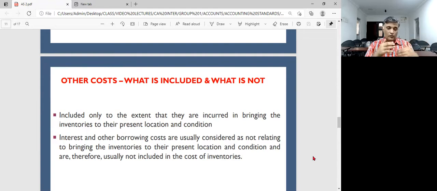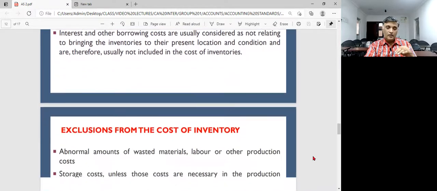Okay. Now, there is a question. What about interest and other borrowing costs? Suppose I take a loan or a borrowing and I need to pay interest, can I include it as part of AS 2? Now, the general thought process of the standard is that interest and other borrowing costs are usually considered as not relating to bringing the inventory to their present condition and location, and therefore they are usually not included in the cost of inventory. They are very specific about that. So interest and borrowing costs, you are not supposed to bring it as part of cost of inventory, which is the recommendation of the standard as well.